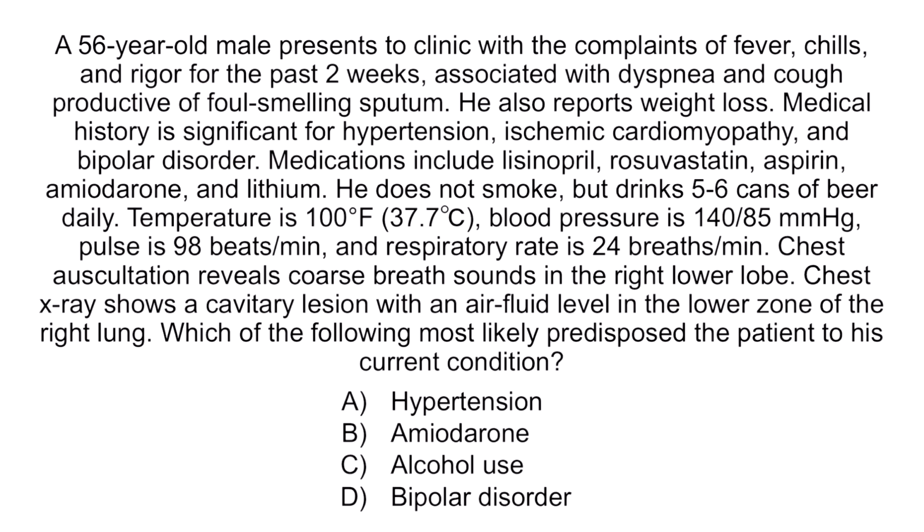Although hypertension and ischemic cardiomyopathy are associated with congestive heart failure and can cause dyspnea and cough, other findings of congestive heart failure would be present. In addition, fever and foul-smelling sputum would be absent, so A is wrong. Amiodarone use is associated with pulmonary fibrosis, which presents with progressive dyspnea and dry cough, and chest x-ray finding of bilateral interstitial infiltrates, all of which is absent in this patient. So B is also wrong. D is wrong because bipolar disorder is not associated with lung abscess. And this concludes our section.